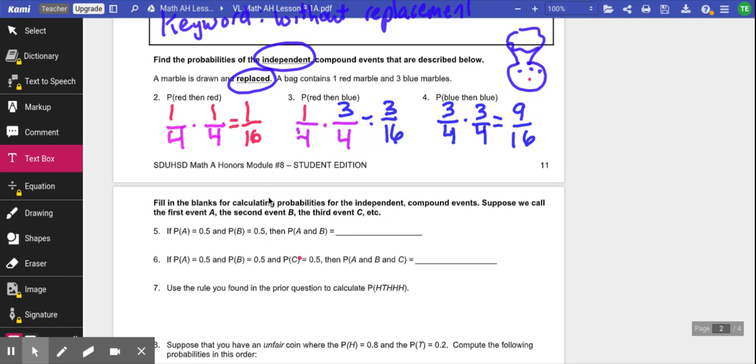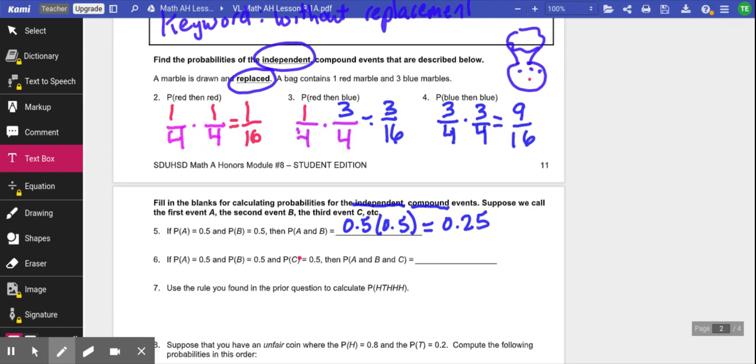Fill the blanks for calculating the probabilities of each independent compound event. Independent. The first one doesn't affect the others. That was important. Compound just means we have more than one event going on. Suppose we call the first event A and the second event B and the third event C. If probability of A is 0.5 and probability of B is 0.5, what's the probability of getting A and B? So then we're just going to multiply our 2 numbers. So 0.5 times 0.5, or a half times a half, is a fourth, so 0.25.